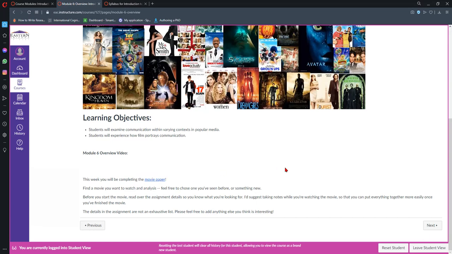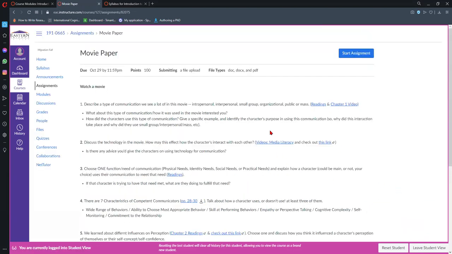You can choose one that you have already seen, or you can choose something you've never seen before. But just before you start watching a movie, read over the assignment, take some notes while you're watching the movie, and then put it all together. So we're going to go over the movie paper here right now.